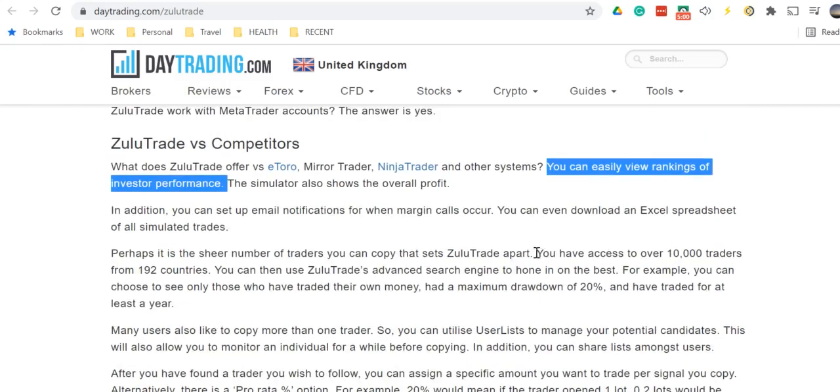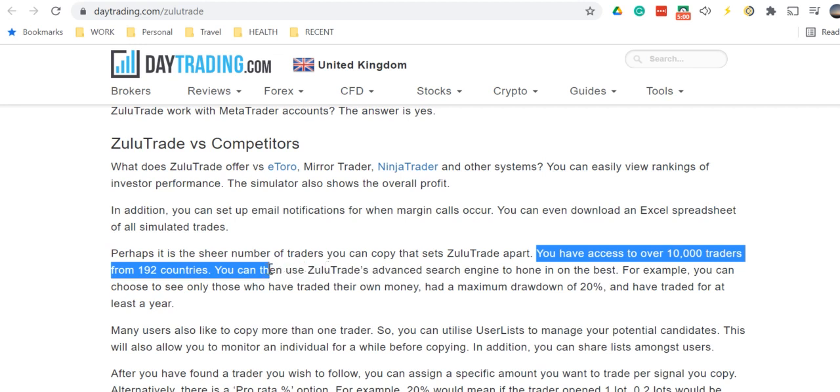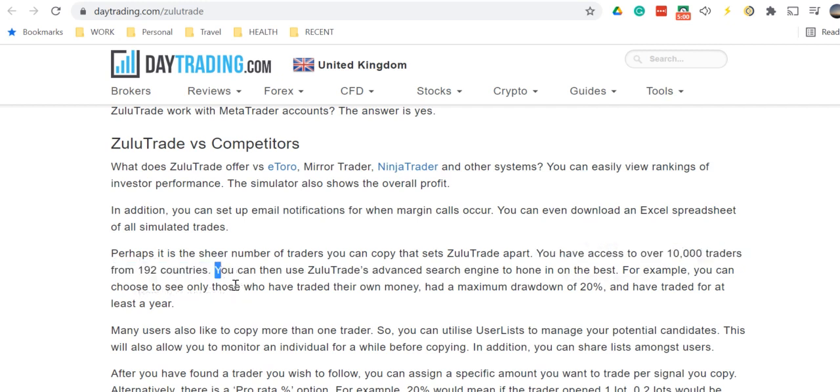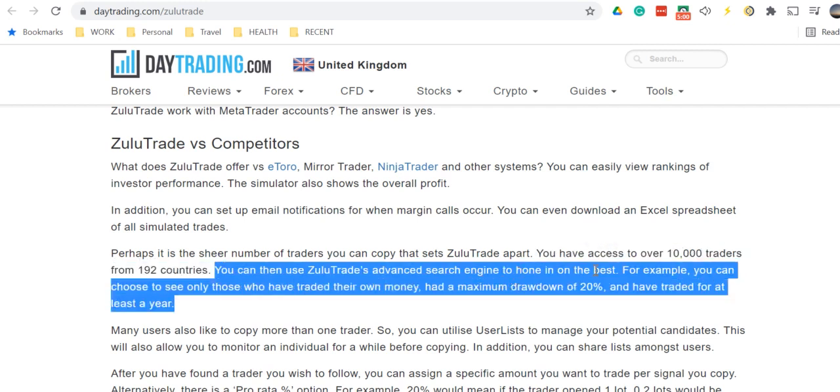Being amongst the first to do this, they've got a lot of traders now. You have access to over 10,000 traders in 192 countries, and then you can use the Zulu search engine to hone in on the best. I'll be doing separate reviews on that. For example, with this one here, we can choose to only use the traders that are trading their own money. You don't always get that on these platforms, I think, so that's quite nice.